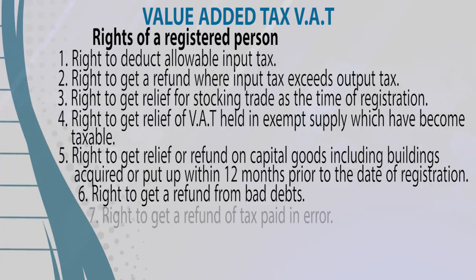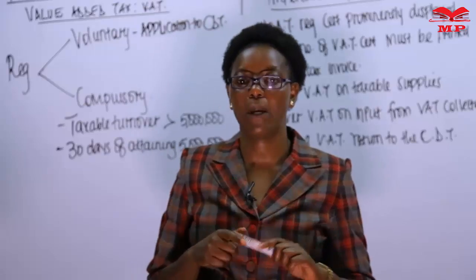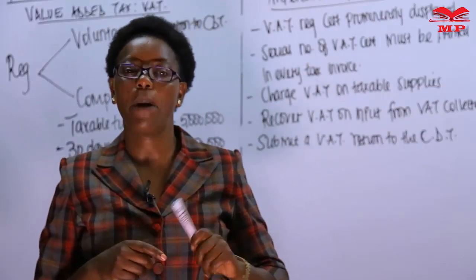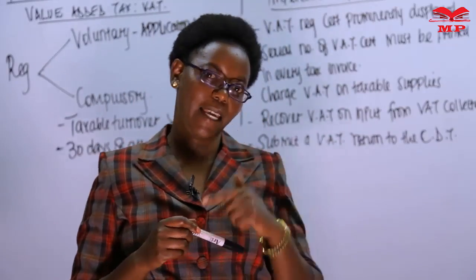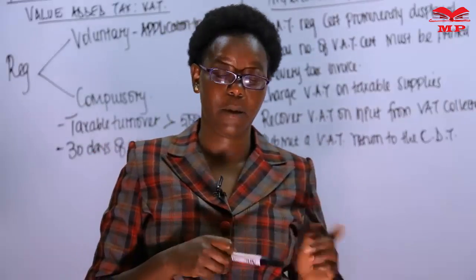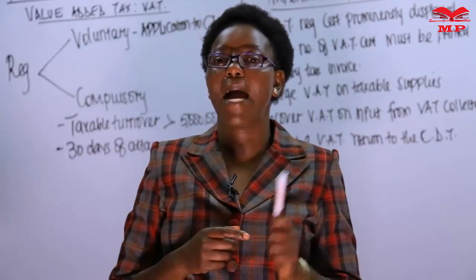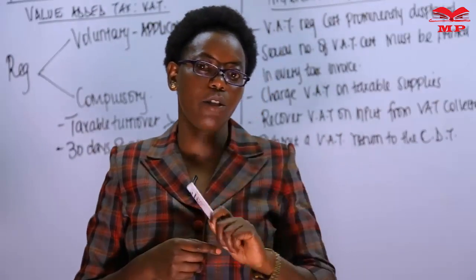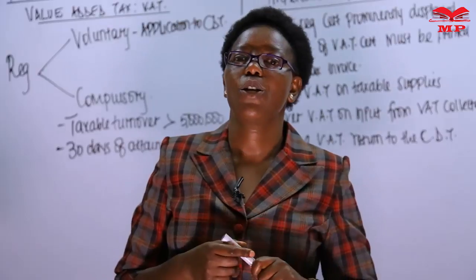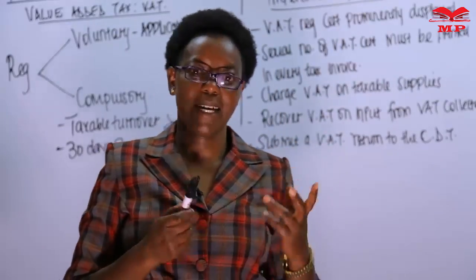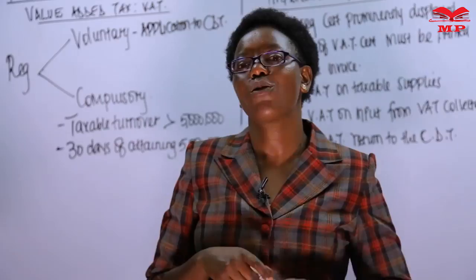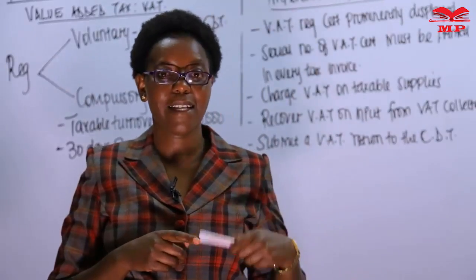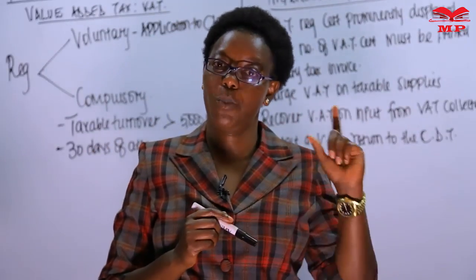Then the right to get a refund of tax paid in error. Now when you talk of tax paid in error, it means you paid tax to KRA. Remember, again, tax is a compulsory contribution. You must pay it. So you paid VAT to KRA, but there was an error, maybe computational. As you are computing, you used the wrong rates, or you overstated. There was something that led to an error. So you get the tax that you paid in error, the difference between what you paid and what you should have paid.